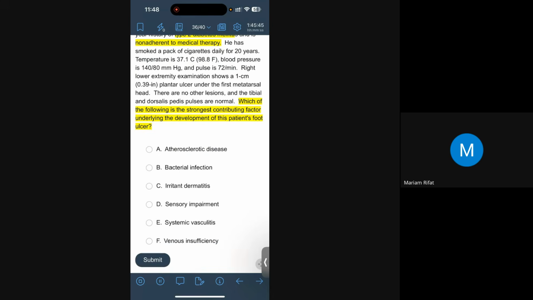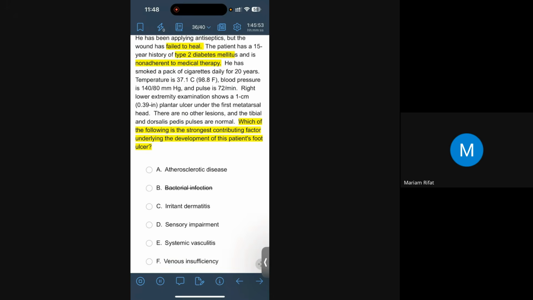So do you think B is the right answer? No, temperature is normal. Do you think A is the right answer? No, because pulses are normal. The tibial and the dorsalis pedis pulses are normal in this patient. That means no atherosclerotic disease has yet developed in the lower limbs.